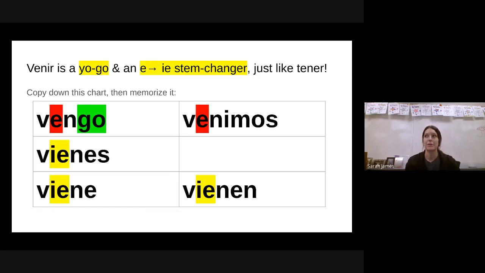If I want to say I'm coming to school at 9, I'm going to say yo vengo a la escuela a las 9. You're coming to school, tú vienes. She's coming to school, ella viene. We're coming to school, venimos. And then they're coming to school, ellos vienen. Okay, I'm going to move on, but pause if you don't have it written.